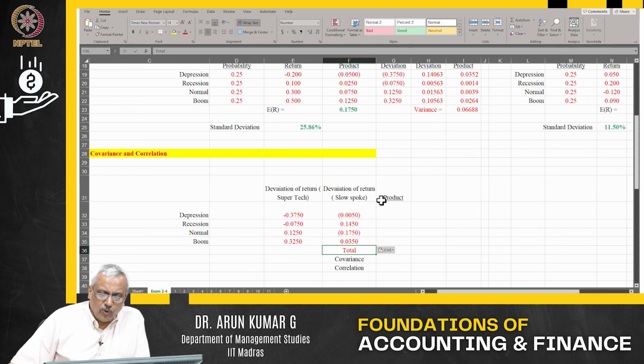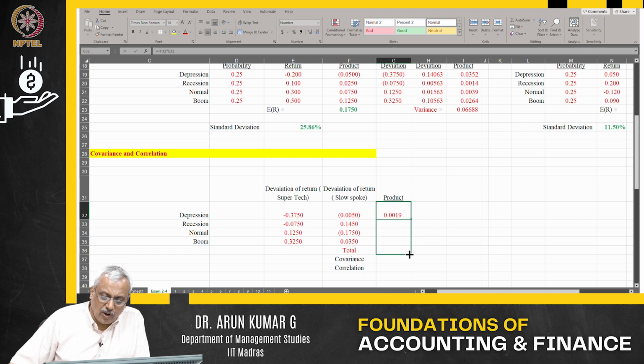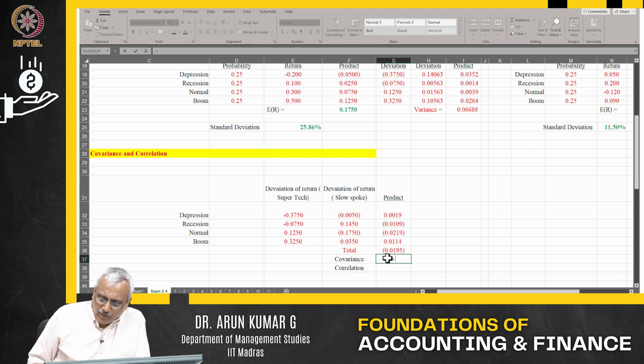Now, I need to look at the covariance. Covariance is basically the product of these two deviations. I am looking at how well these products are related, and I am going to total this up, and that is going to give me a number. Covariance is the deviations of both these from the mean, summed, and the total divided by the number of observations. There are 4 observations, so I divide by 4, and that gives me the covariance.